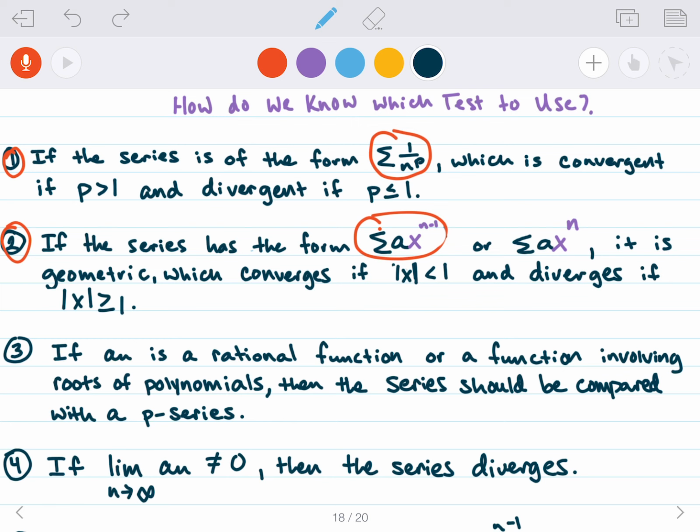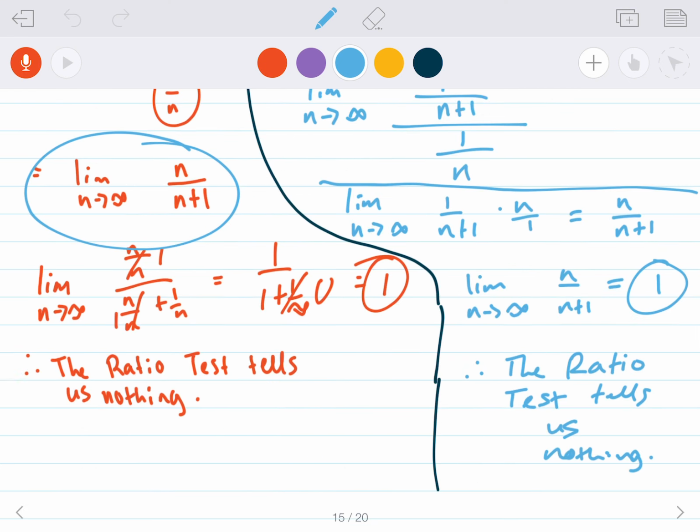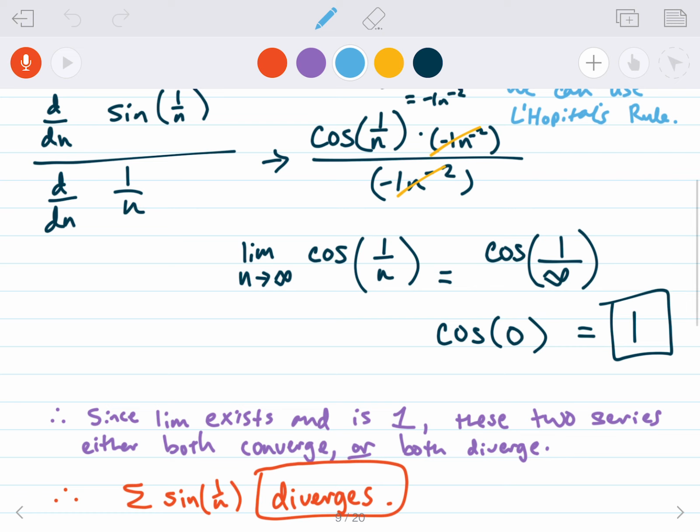Okay. So this third one says, if your sequence relating to your series is a rational function or a function involving roots of polynomials, then a comparison test should be used to a p-series test. So what do I mean by this? Well, what I mean is rational functions have variables in the numerator and the denominator. So like, we use these p-series tests. Let's go back to the very beginning.